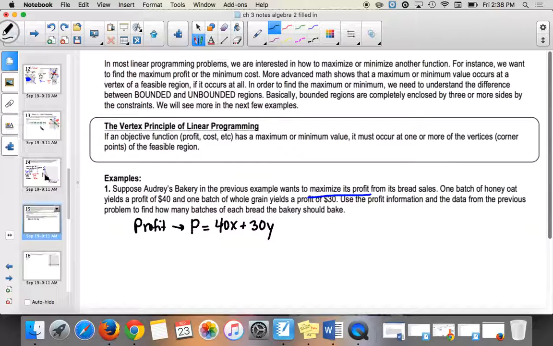Do not worry that your function has a new variable P in it. We're not going to worry about that at all. So we're going to have some kind of equation with X and Y, and then we're going to have either profit or cost or whatever that we're setting it equal to. This is called the objective function.